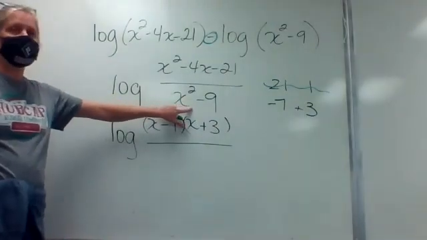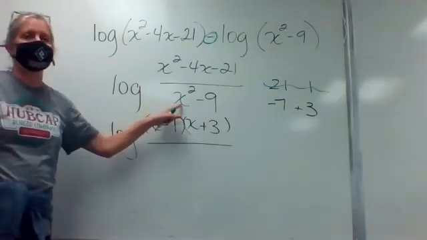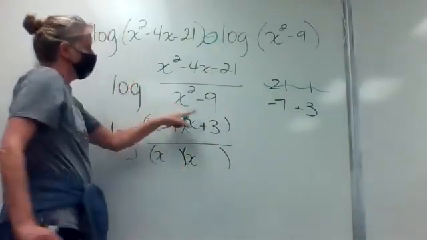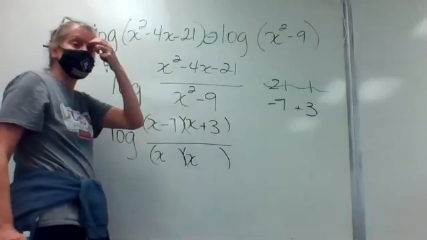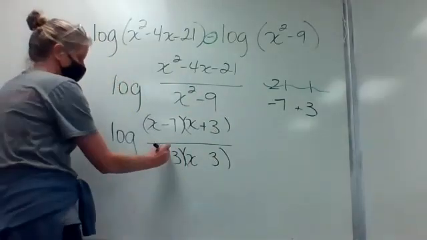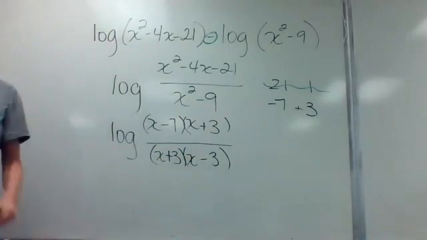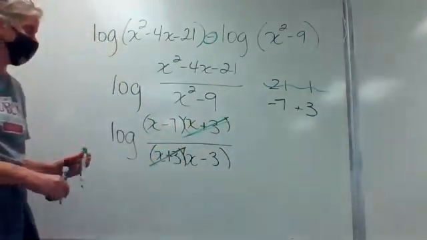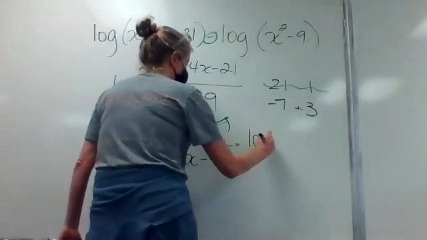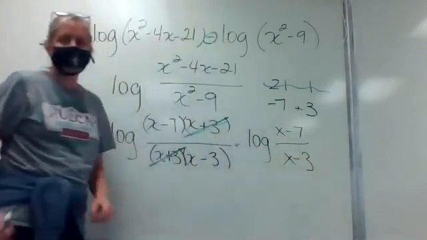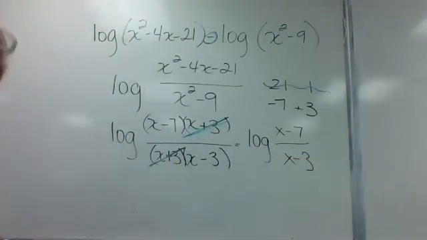Now the bottom, it's a difference of two perfect squares. So x and x still for x squared. Now, what do you multiply? It's the same number. You multiply it together and you get 9. 3 and 3. Your signs are always one positive, one negative. So the x plus 3's will cancel each other. So you are just left with log of x minus 7 over x minus 3.